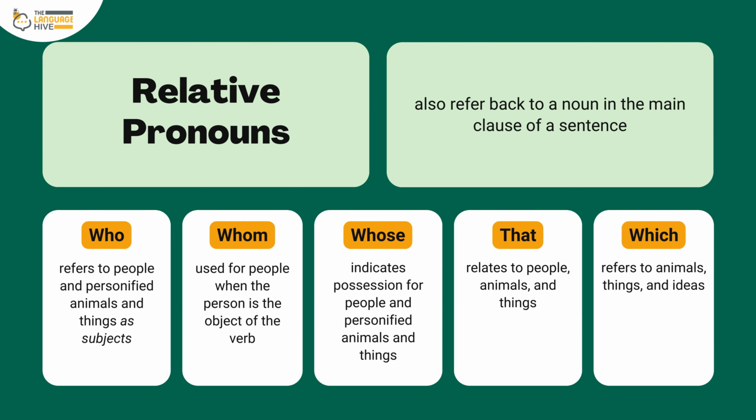Relative pronouns also refer back to a noun in the main clause of a sentence. Who refers to people and personified animals and things as subjects. Whom is used for people when the person is the object of the verb. Whose indicates possession for people and personified animals and things. That relates to people, animals, and things. Which refers to animals, things, and ideas.